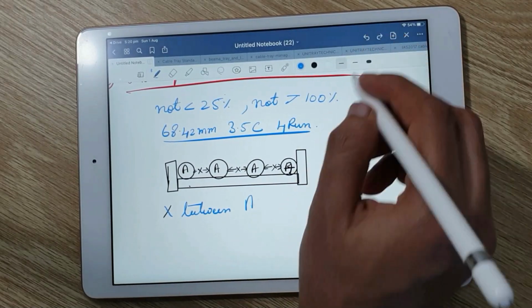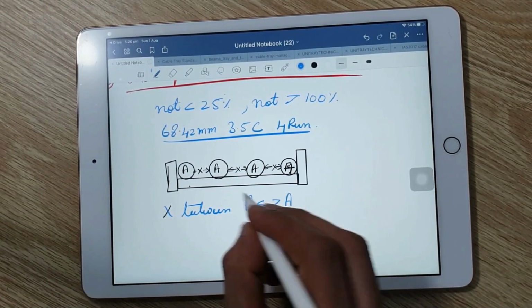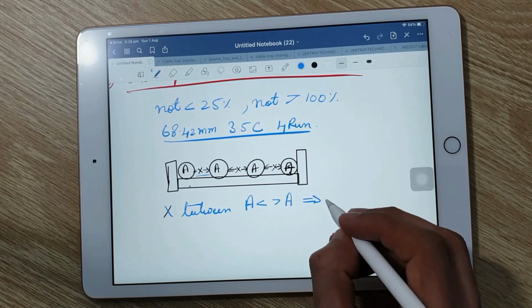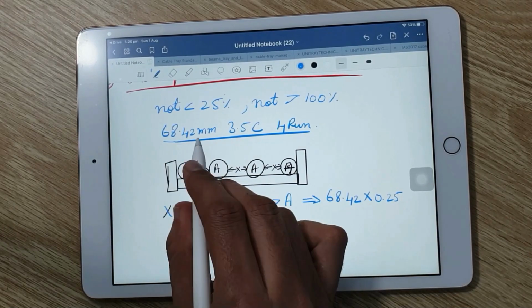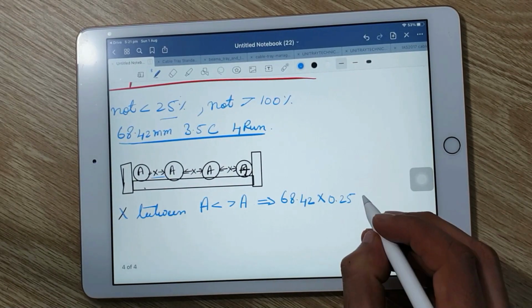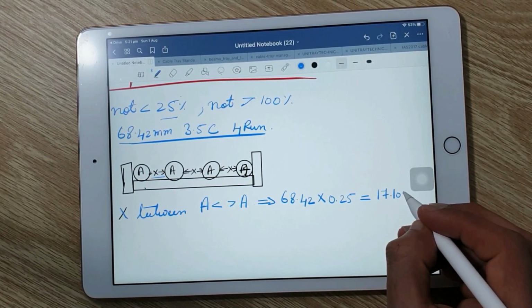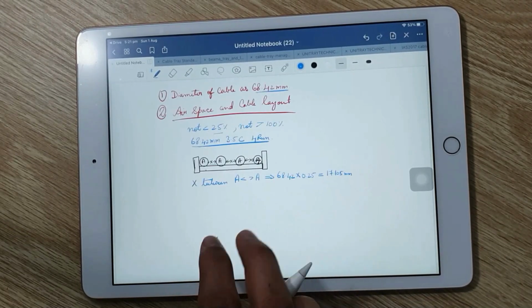Calculating the value of space between these conductors is very easy. So X between A to A is 68.42 into 0.25, which is 25% of cable's diameter. So 68.42 into 0.25 equals 17.105 mm.